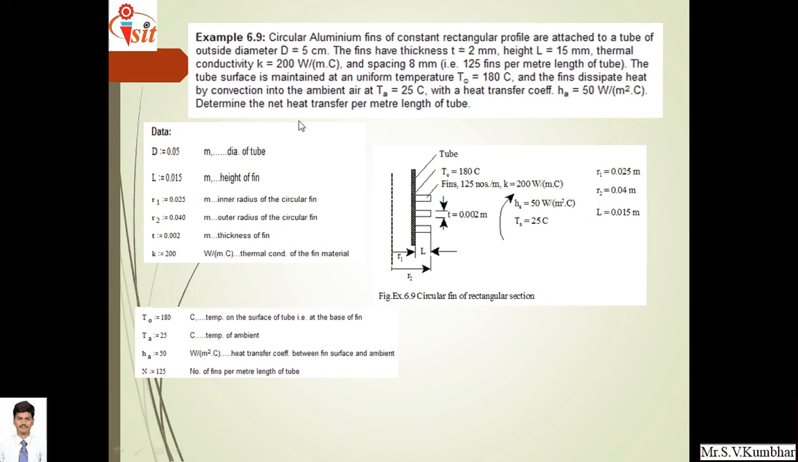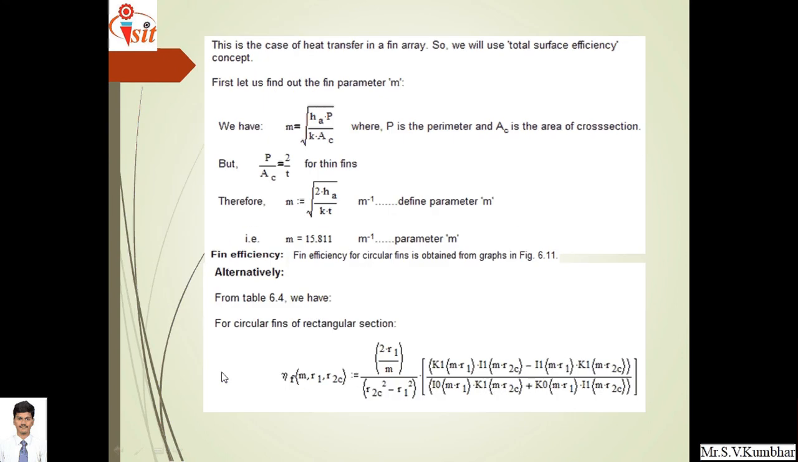Now determine the net heat transfer per meter length. So what is given? Diameter is given, length is given, that is radius is given, thickness is given, k is given, ambient temperature is given, base temperature is given, h is given, and the number of fins is given. Now how to start this problem? Let us find m, square root of hP upon kAc, but here P is equal to 2 and Ac is equal to t. Substituting that value, we get m equal to 15.81.